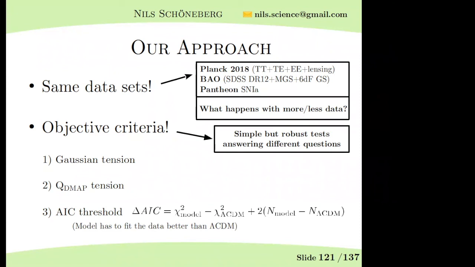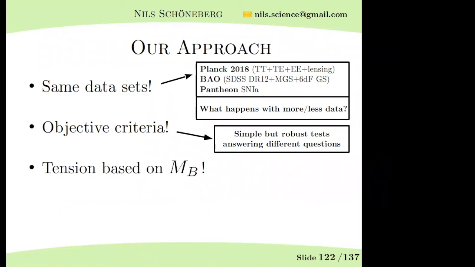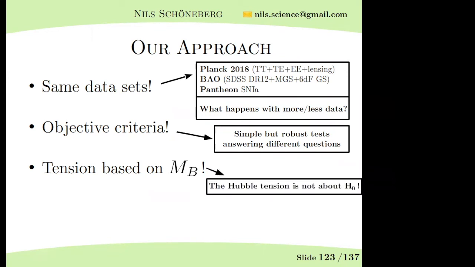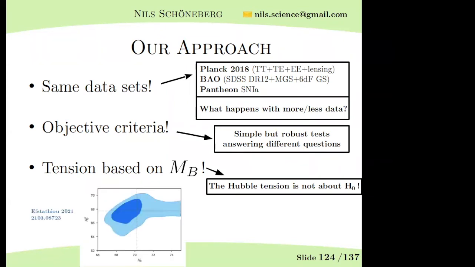Okay, so of course we imposed additional criteria because we wanted to knock out these models which have delta chi-square of 100 compared to lambda CDM. So the model also has to fit the data back from lambda CDM. Now the last part is that we base our attention on the absolute magnitude of the supernova themselves instead of the Hubble parameter. This is because the Hubble tension is not actually about the Hubble parameter, as we touched upon in the last part, because this is plotted by ICCUB in 2021, and I think it demonstrates it very nicely.